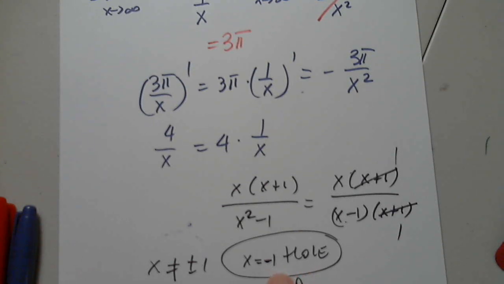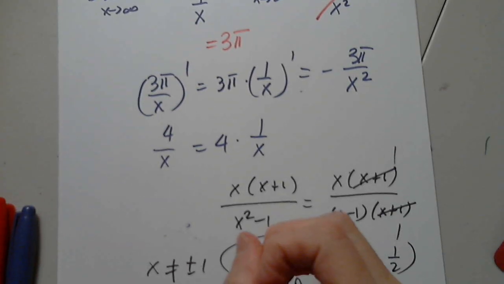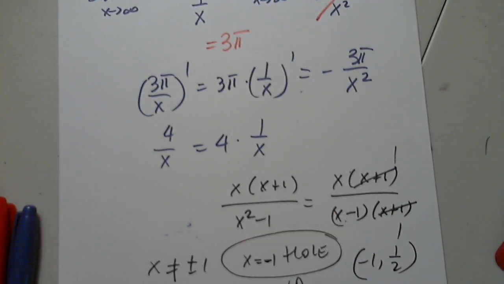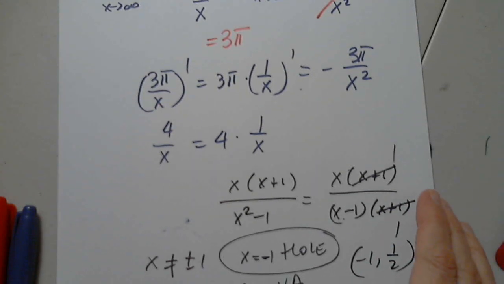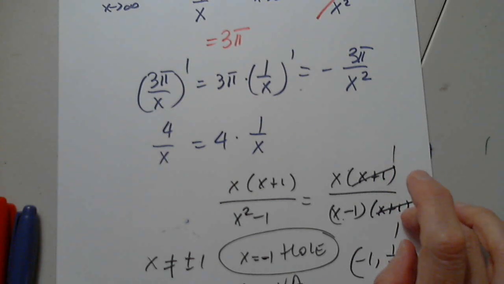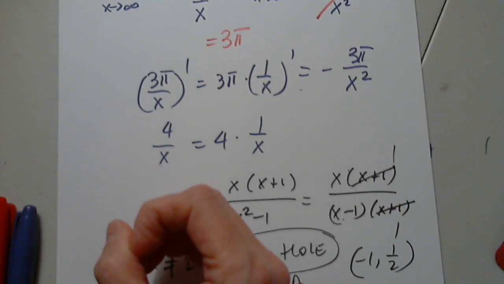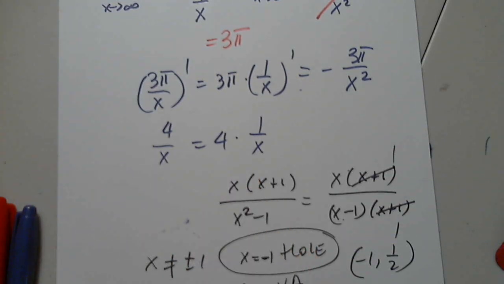How do I determine the y value for that? Just plug it in. -1 over -2. So it's 1/2. That will be the point that is the hole in the graph. Or can you say that part again? If the factor stays, it's a vertical asymptote. There is nothing I can do to it. But if the factor goes away, the function is still undefined there. So that makes it a removable discontinuity, makes it a hole.